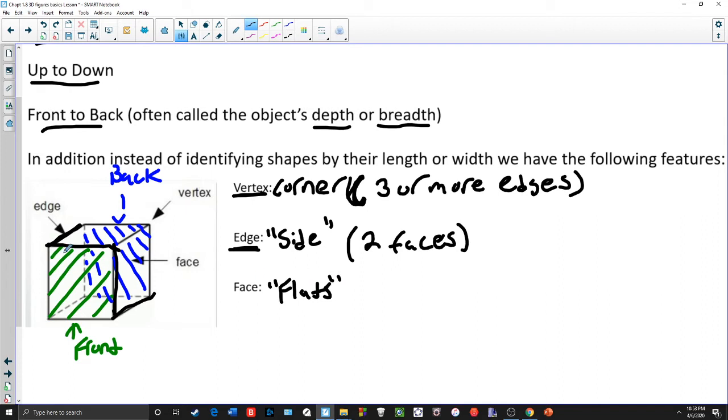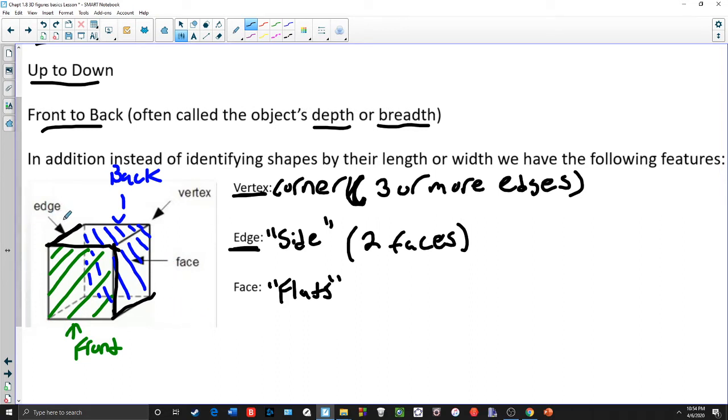So that's like this green and this blue, those would be faces. This top and this bottom would be faces. The left and the right would be faces. So those are kind of the flat sides of an object. I shouldn't say sides because we're talking about edge being a side, but they're the flat sections of the three-dimensional shape. And so a cube here has a front, back, left, right, top, bottom. So a cube has 6 total faces. 2 for front and back, 2 for left and right, and 2 for top and bottom.